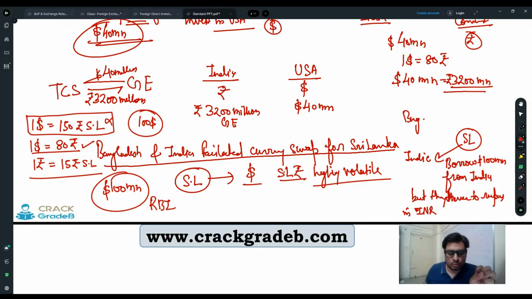So don't go by the equations. If maybe there is some discrepancy in the equation, just try to focus on the objective. The objective is to provide cheap credit to Sri Lanka so that Sri Lanka can come out of their recent crisis.